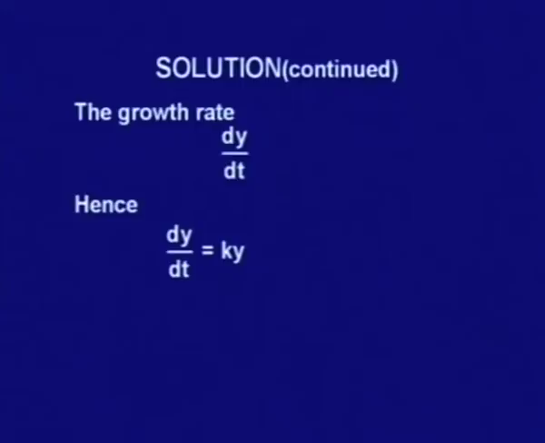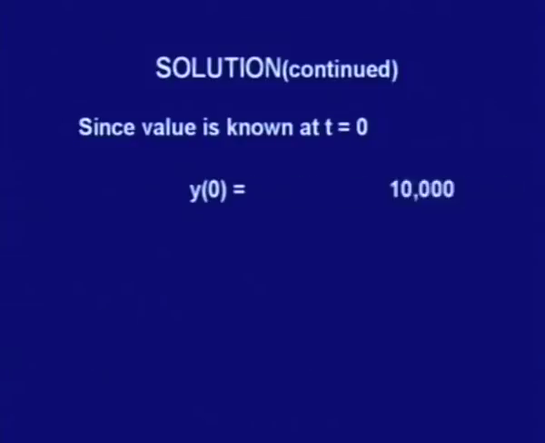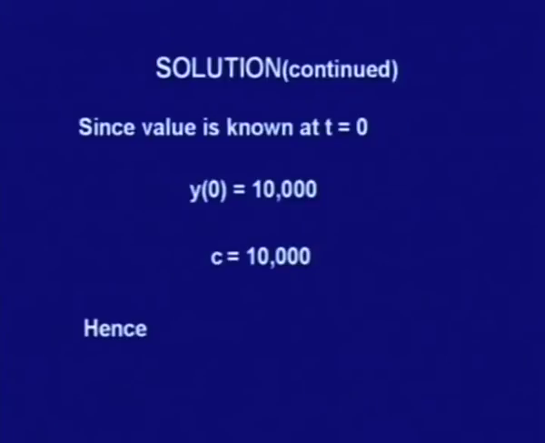Now, we remember this equation. We have seen this equation in the first part of this lecture. We know that this equation has the solution y(t) equal to c times e to the power kt. Now, we are given the initial value that at the start of the experiment we have 10,000 cells. If I incorporate this initial value, as we have seen in our first examples, c would be 10,000. Thus, this function would be 10,000 times e to the power kt.